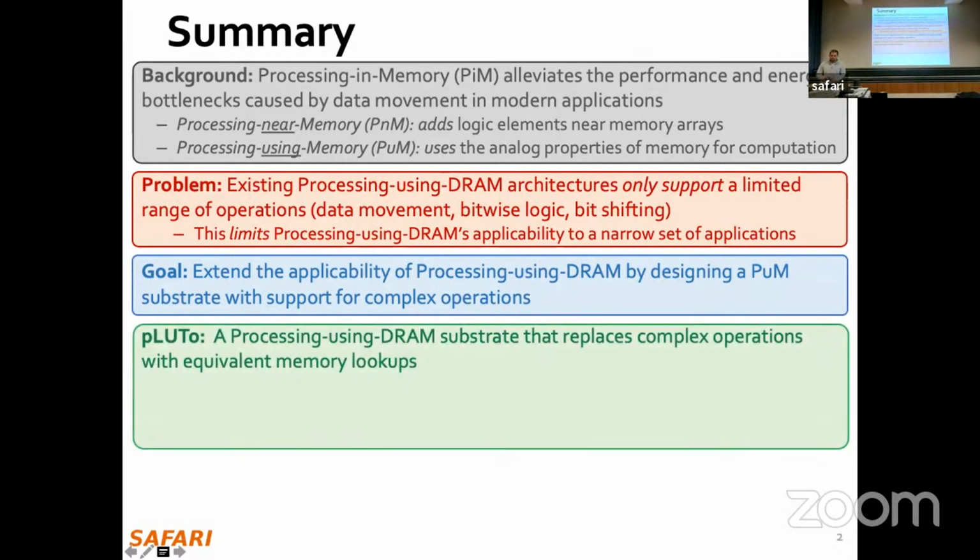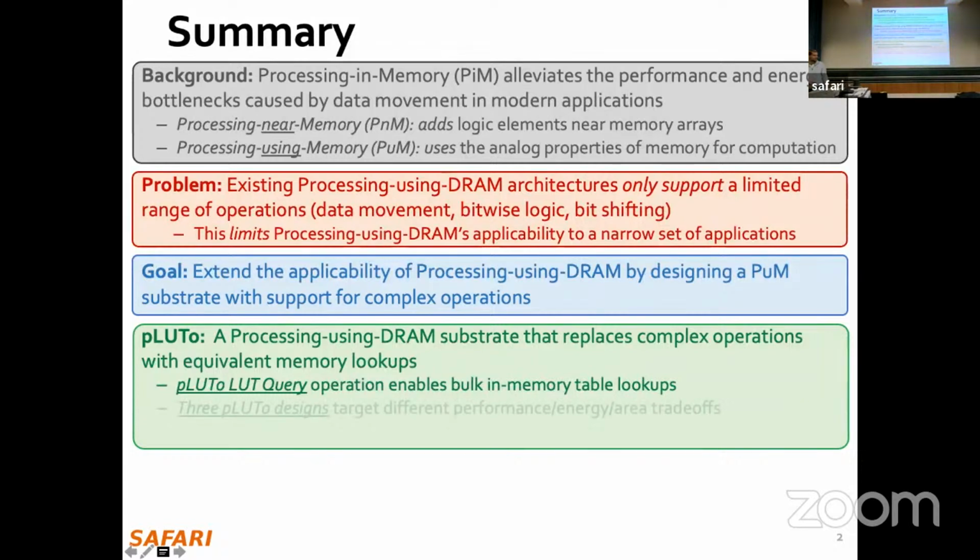And to do that, we propose pLUTo, which is a processing using DRAM-based substrate that replaces complex operations with equivalent memory lookups. The key mechanism that supports pLUTo is the pLUTo Row Sweep operation, which enables us to do lookup table query operations in bulk in DRAM. We also extensively evaluate the design space of pLUTo, and we propose three different architectures with different performance, energy, and area trade-offs.